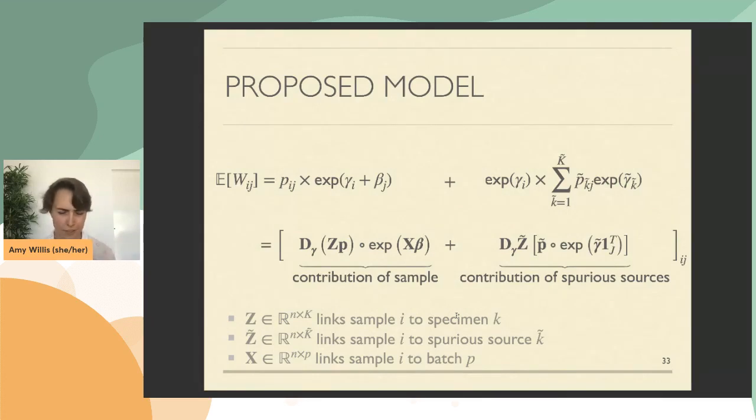The reason why I put all of this matrix algebra here is really just to emphasize that this is an extremely flexible model that can handle technical replicates, it can handle dilution series, it can handle multiple batches, it can handle whatever hypothesis you have about where the different parts of your experiment are contributing different pieces of contamination. So that's a really exciting piece.